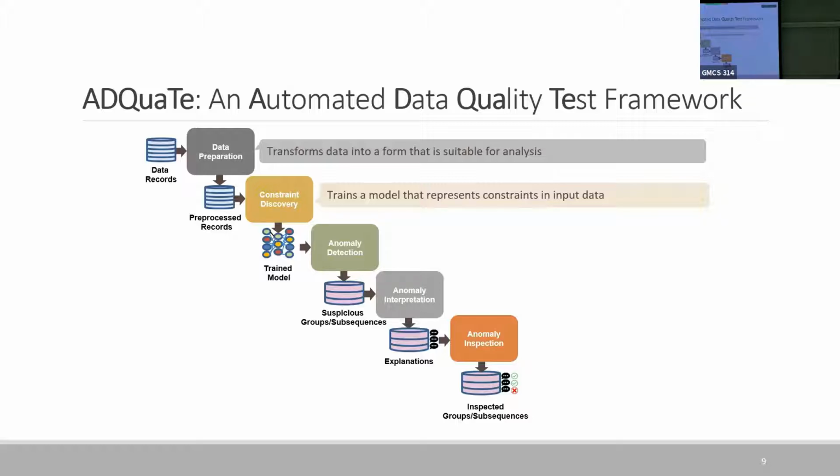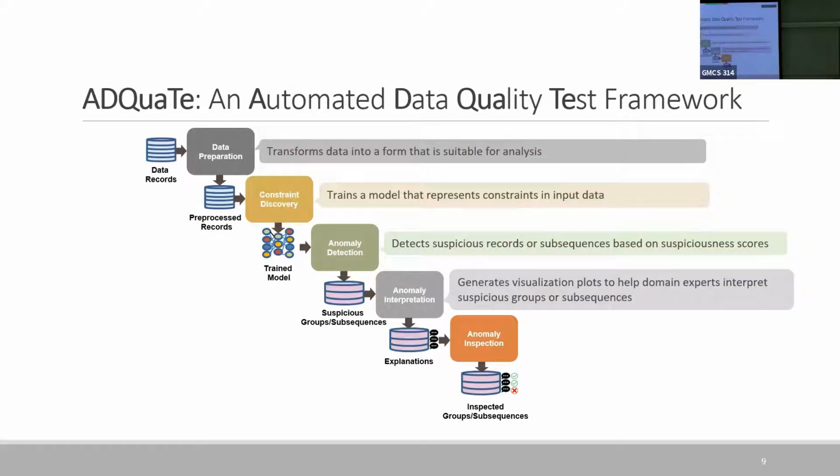The second component is constraint discovery. It is where we are using a deep learning model, training it against the big data to best represent the constraints that are in the data. The anomaly detection component detects those records or subsequences of records that do not follow the discovered constraints. This component uses the trained model. The anomaly interpretation is where we generate some visualization diagrams to help the domain expert understand why those records or subsequences of records have been detected as anomalies.